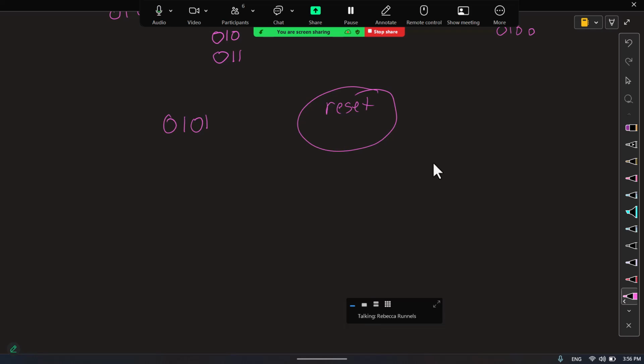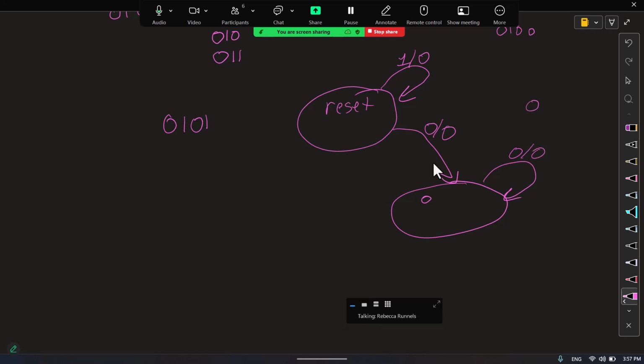Reset means we got nothing. We get a 0. Our output is going to be 0. I'm just going to write what my sequence is so far. If I get a 1, I'm coming back here and my output is 0. Now I'm at the state where I have a 0. If I get another 0, I'm going to return to this state and my output will still be 0. If I get a 1, I'll go to my next state, which is I now have a sequence of 0, 1. So I get a 1, but my output is 0.